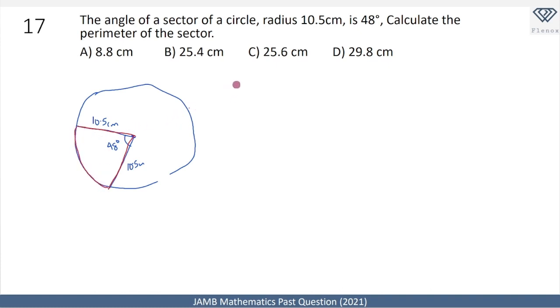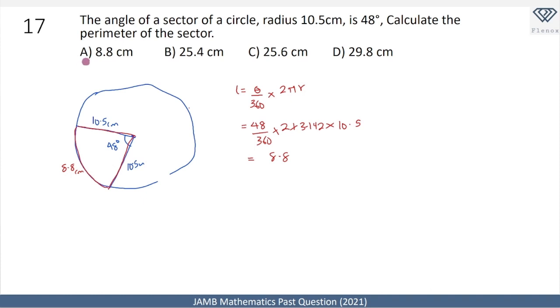Now I know that the length of an arc is given as what? Theta over 360 times 2 pi r. So in this case, theta is what? 48 over 360 times 2 times pi, which is 3.142, or 22 over 7, times r, which is 10.5. Now when you punch all of this in your calculator, you are going to get what? You're going to get 8.8. So that means the length of this arc over here is 8.8 centimeters.